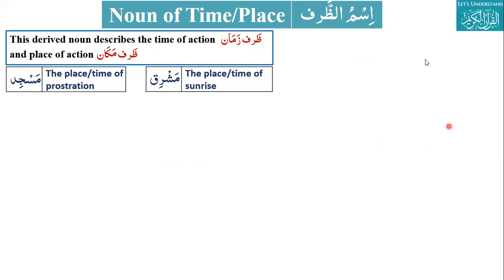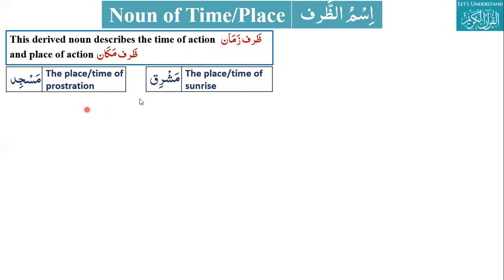TPI portions. So ismu zarf, this derived noun, describes the time of action and place of action. When it describes the time of action, it is called zarf zaman, and place of action is called zarf makan. So ism zarf has both time as well as place in it. Like masjid, the place and time of prostration. Similarly, mashriq, the place and time of sunrise.